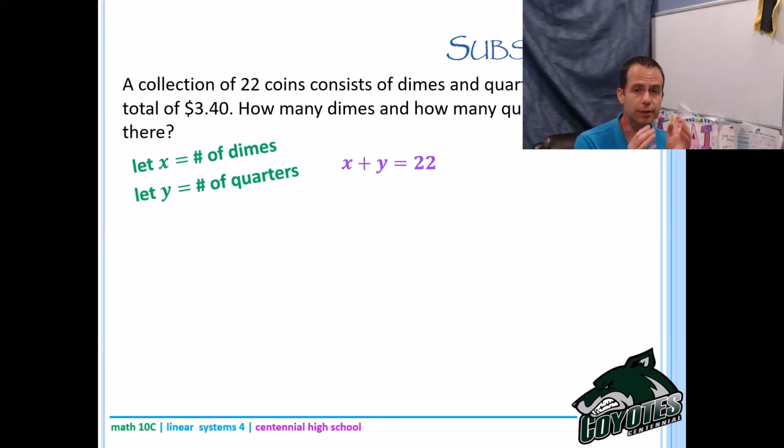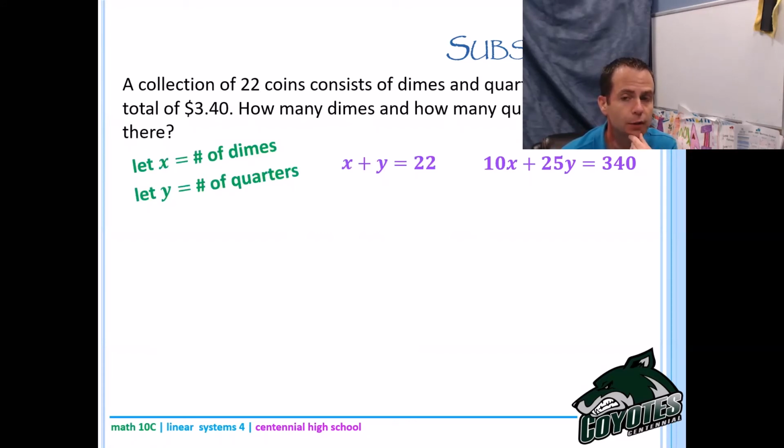I want you to notice that I've talked in cents. So I can't say that equals $3.40. I have to say that equals 340 cents. So my equation there will be 10x plus 25y equals 340. Now, if you had wanted to do it all in dollars, that's cool. Your equation would have been 0.1x plus 0.25y equals 3.4. That would have been fine as well. Okay, so I built my system.